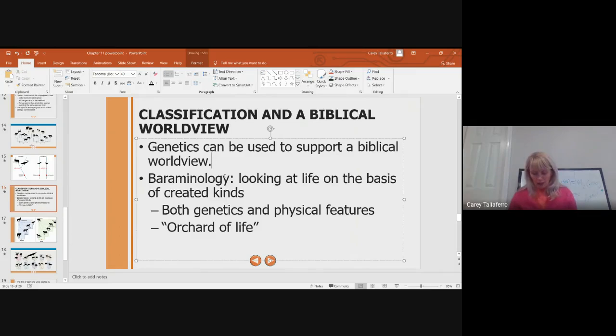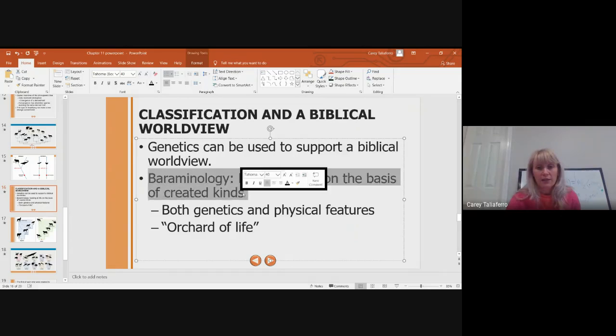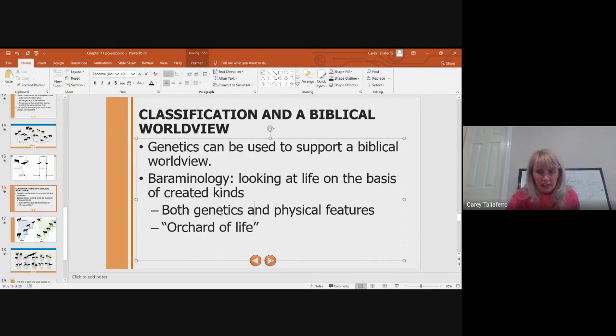All right. Now, continuing on. Again, we're going to go back to this idea of baraminology where we're looking at kinds. That's more of a biblical perspective. We can do that based on genetics and physical features, so genetics and the phenotype of an organism, what we see. And instead of calling it a tree of life, we're going to use the idea of an orchard of life.